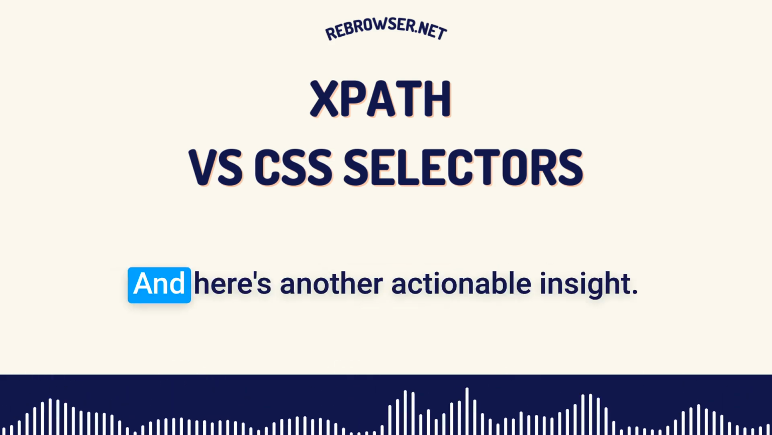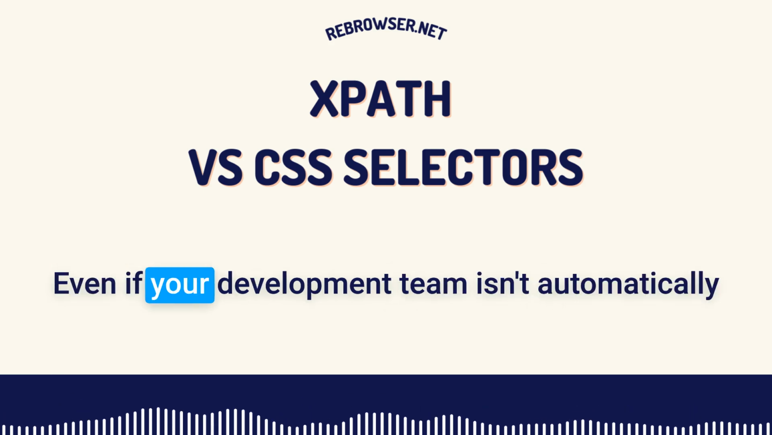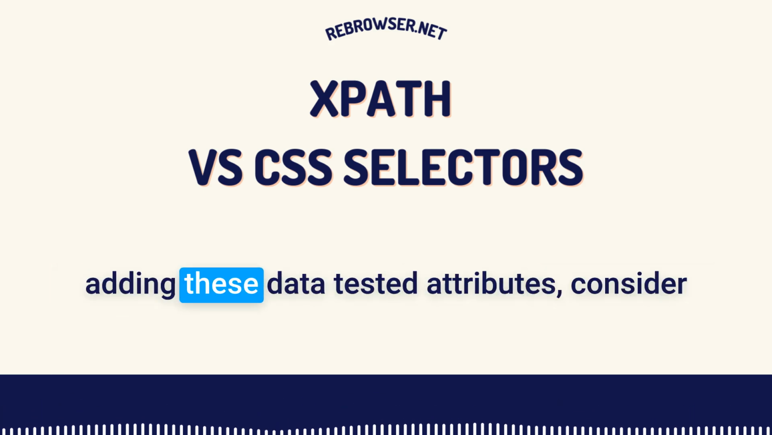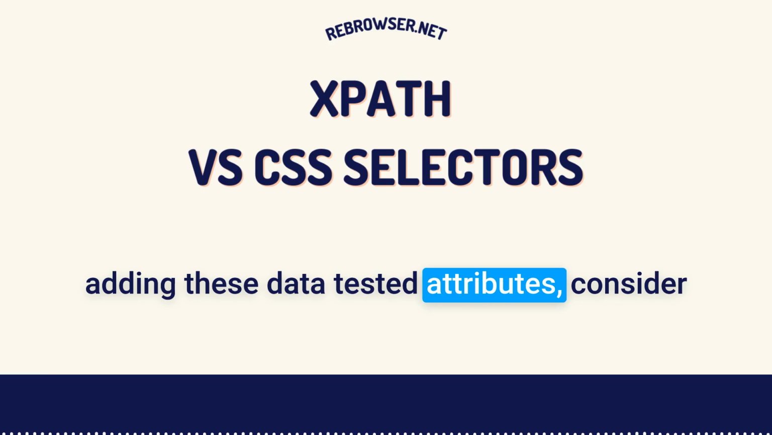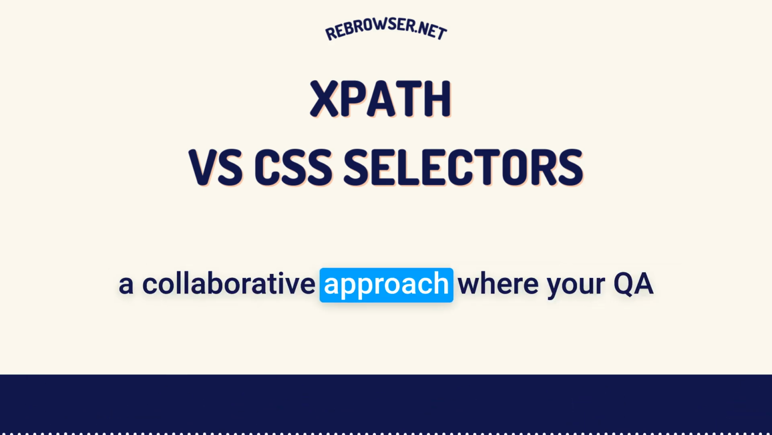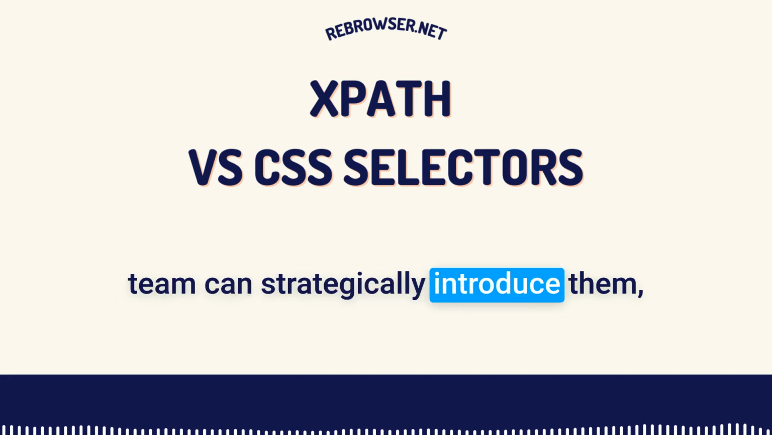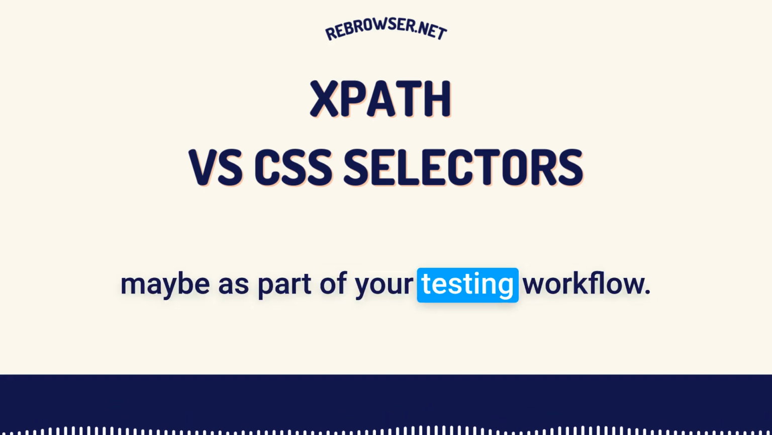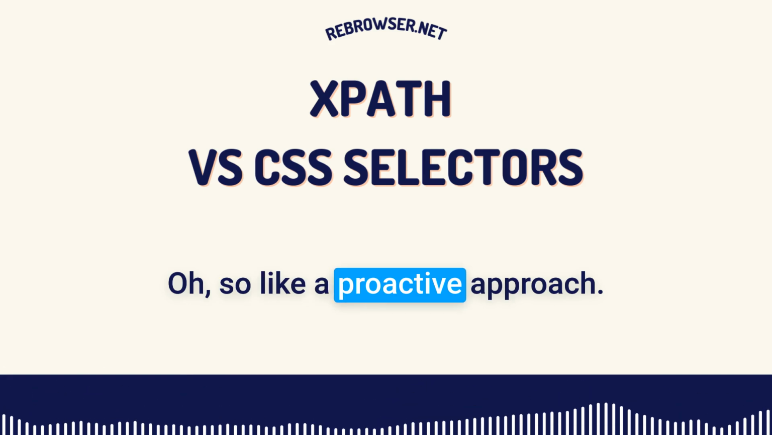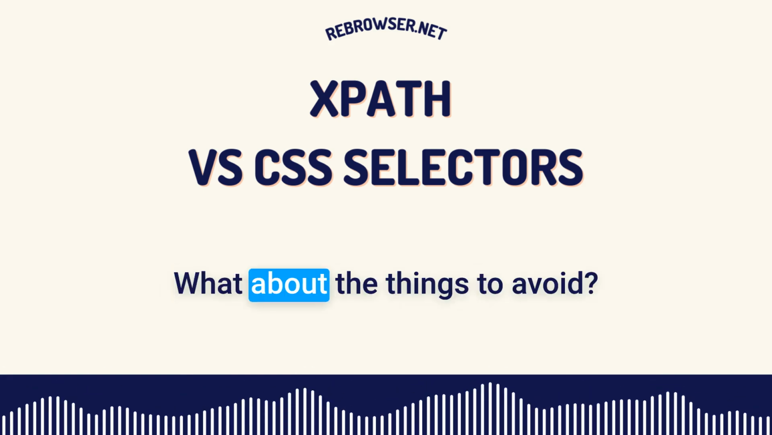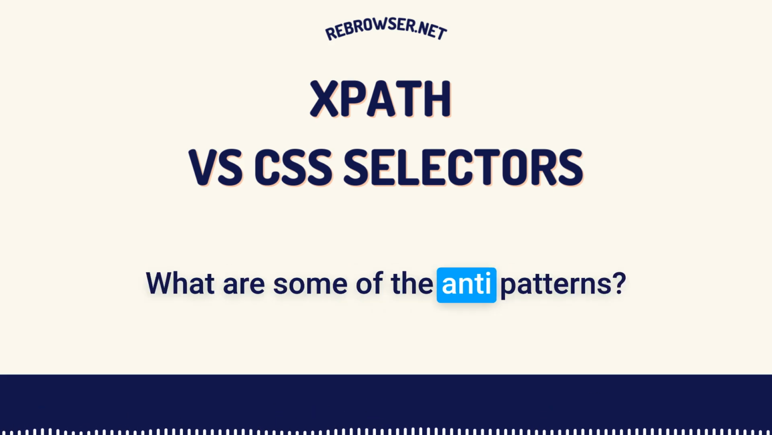It really is. And here's another actionable insight. Even if your development team isn't automatically adding these data-testid attributes, consider a collaborative approach where your QA team can strategically introduce them, maybe as part of your testing workflow. Oh, so like a proactive approach. Exactly. Okay. What about the things to avoid? What are some of the anti-patterns?